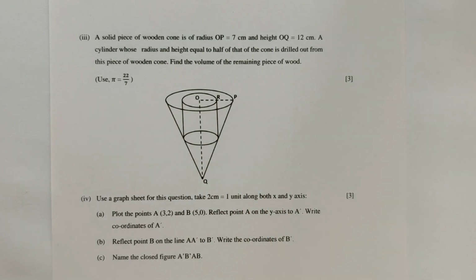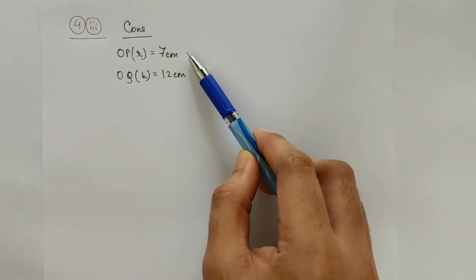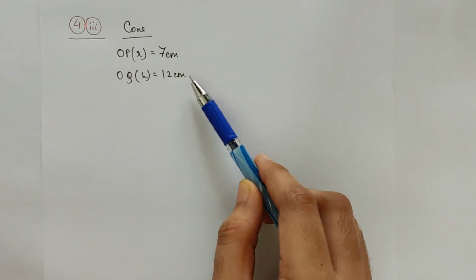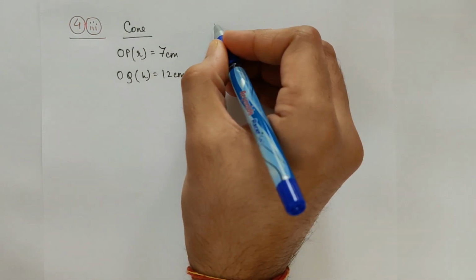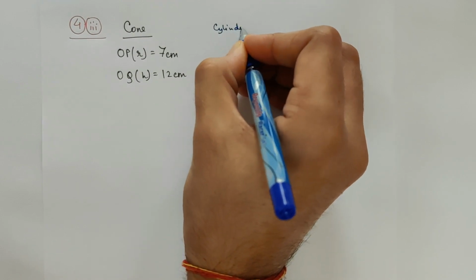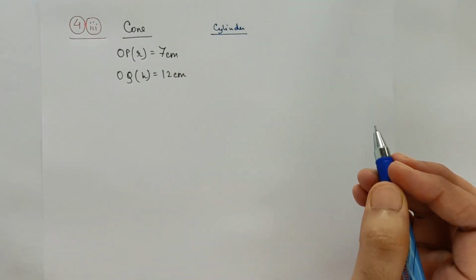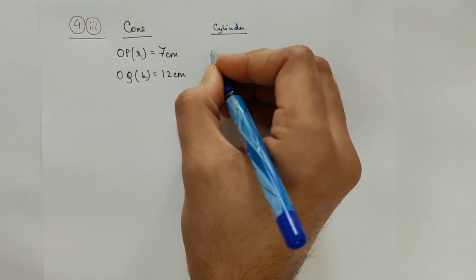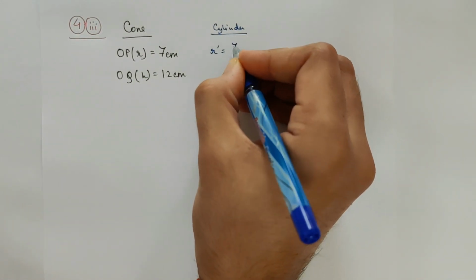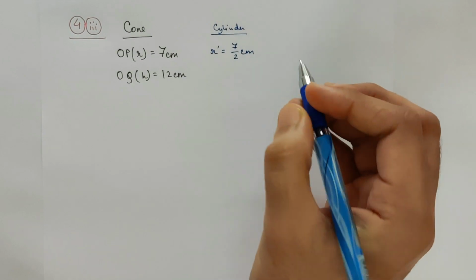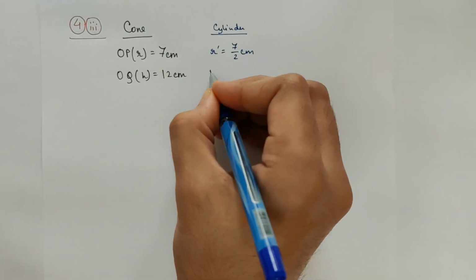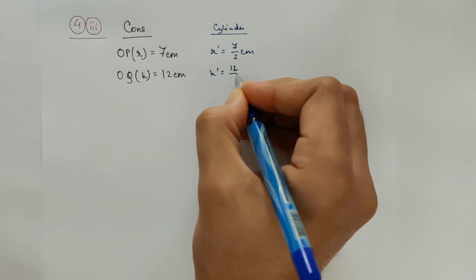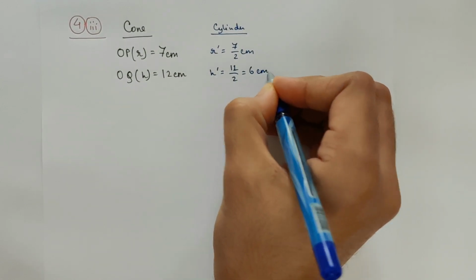Let's solve it. So guys, for the cone it is given that the radius is equal to 7 cm and the height is equal to 12 cm. From this cone a cylinder is taken out. So cylinder, and the radius of the cylinder is half of the radius of the cone. That means r dash is equal to 7/2 cm and the height of the cylinder is equal to half of the height of the cone. So h dash will be 12/2, which is 6 cm.